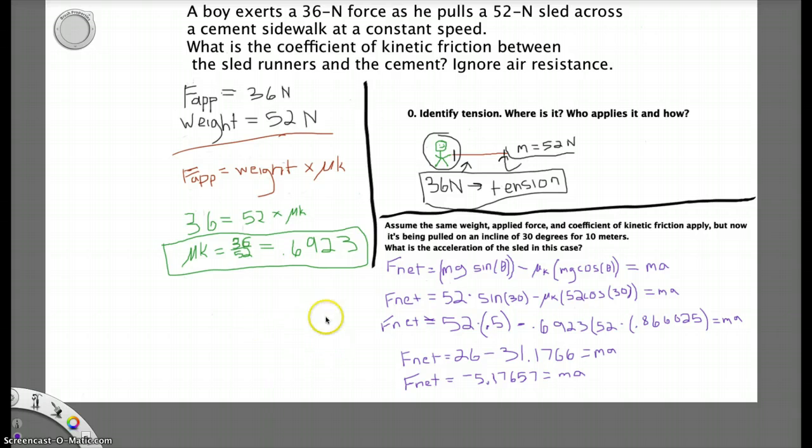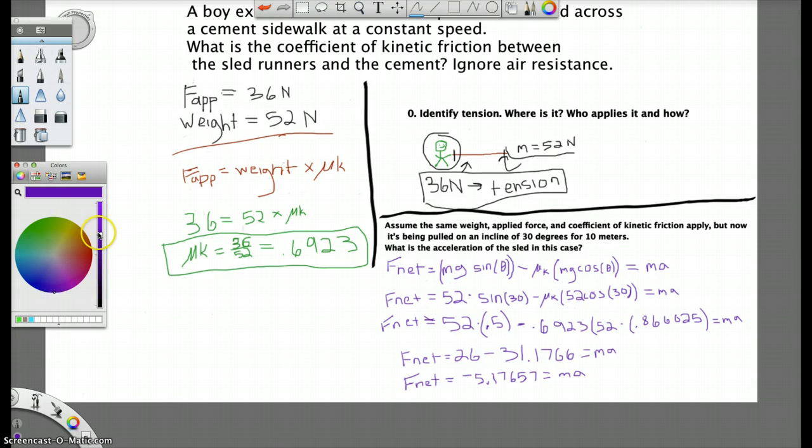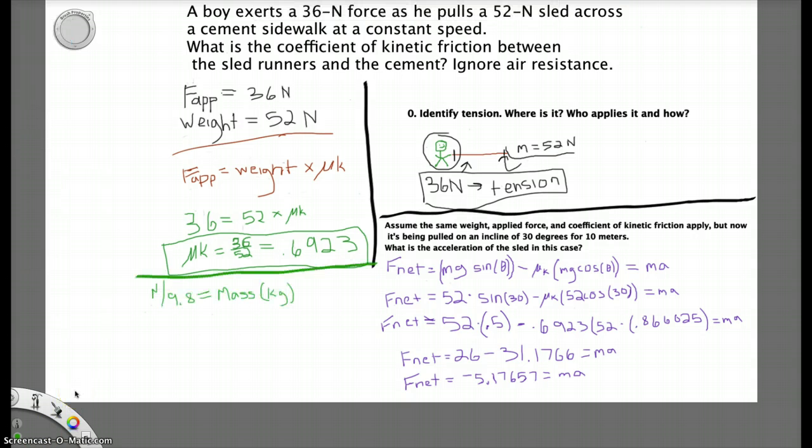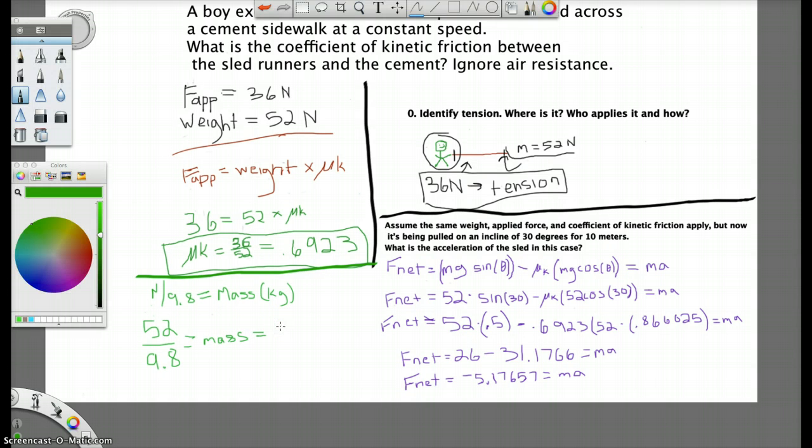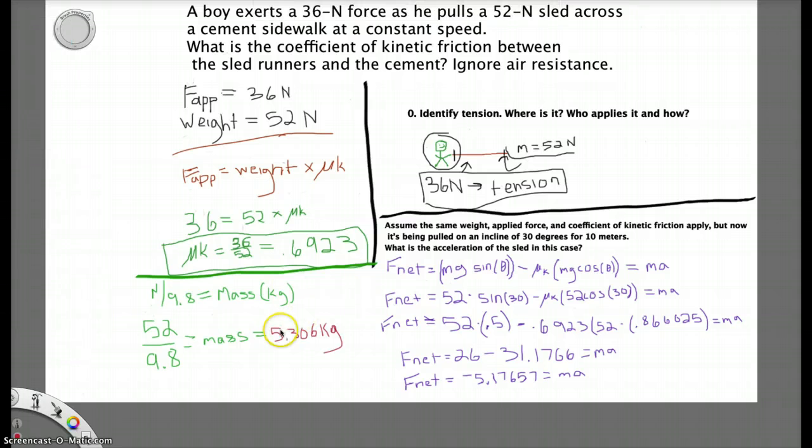So what we're going to do is convert our weight in newtons to kilograms. And the conversion is newtons divided by 9.8 equals mass in kilograms. Next we will plug in all of our numbers. And so 52 divided by 9.8 is 5.306 kilograms. And this is our conversion. Next we would just plug in our mass into this part. And that gives us only one variable left, which is acceleration.